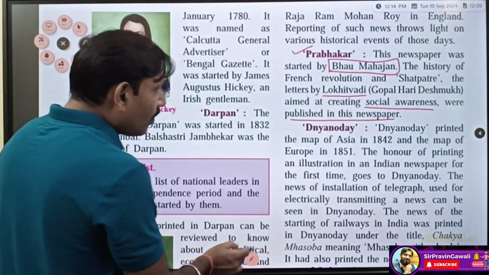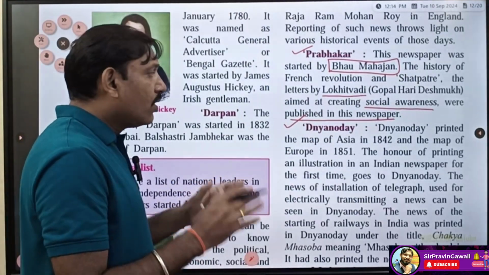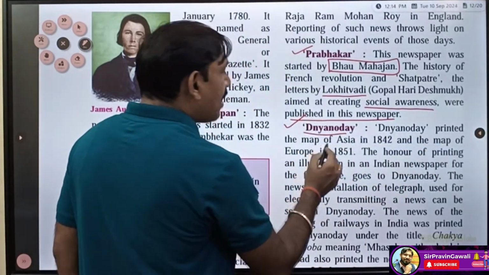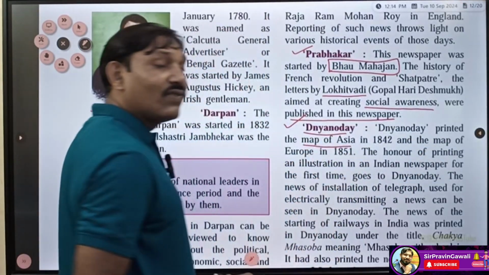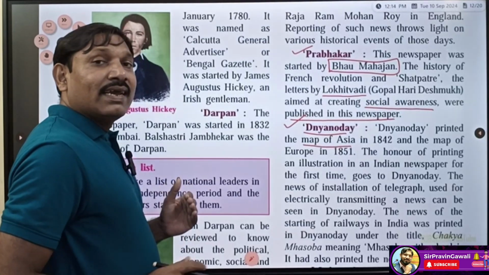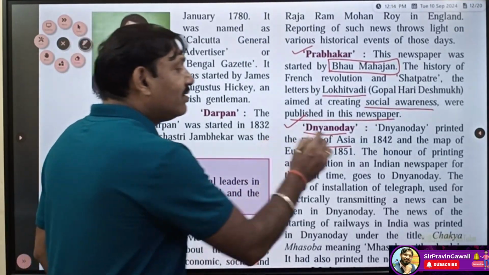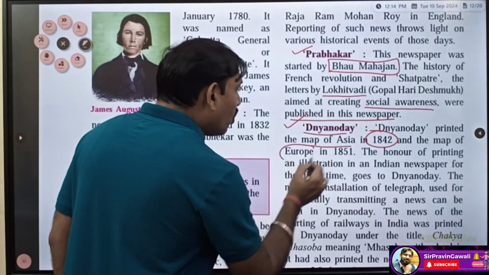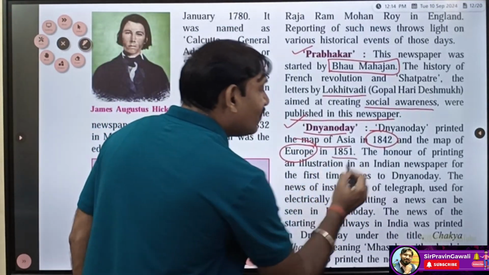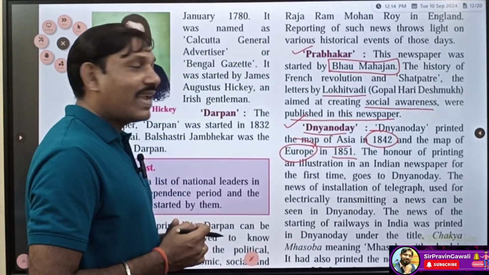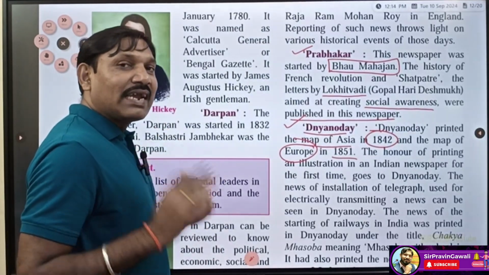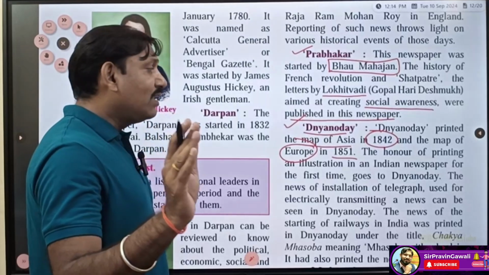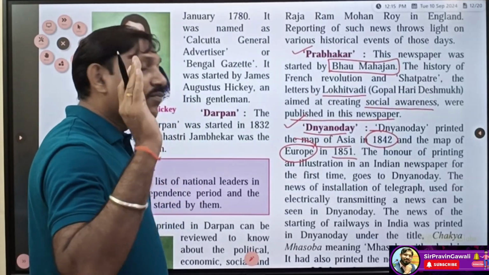Okay, now see, the next paper is Jnanoday. Jnanoday printed the map of Asia. This is also very important, and it is a characteristic of Jnanoday: the map of Asia was printed in 1842, and the map of Europe was printed in 1851. Don't forget, students, what the characteristics of Jnanoday are. Such a question can be asked. In Jnanoday, the map of Asia and the map of Europe were printed for the first time.